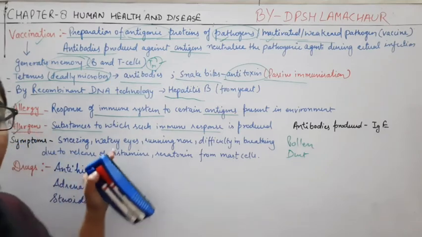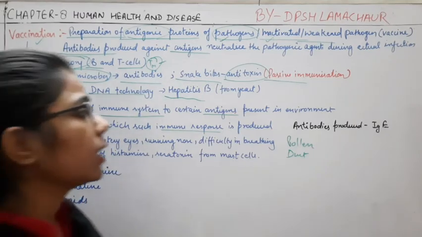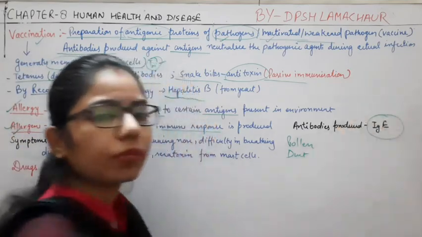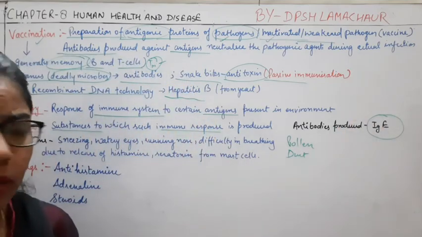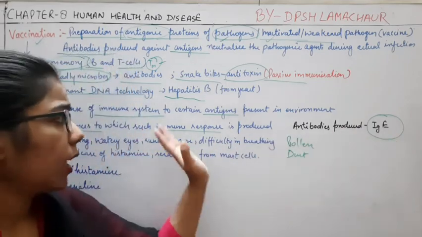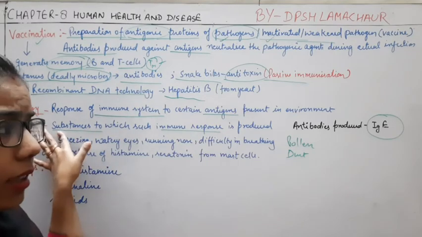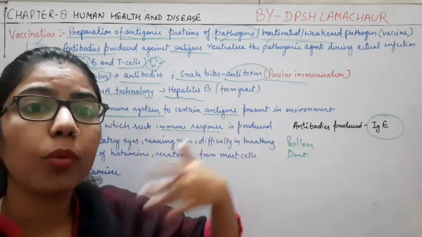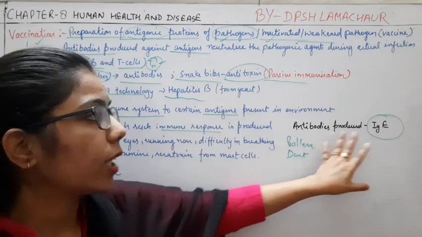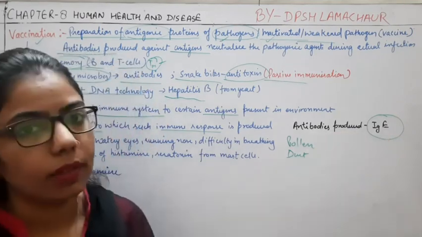And the antibody which is responsible for this allergy is IgE. We have done different types of antibodies here. So when there are any of these allergens, our body will make more and more antibodies. What type of antibodies will it make? It will make the IgE.